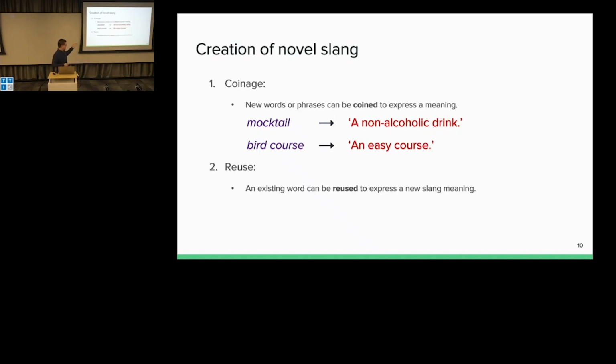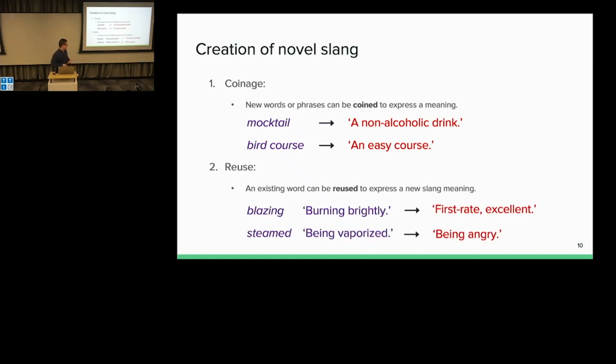But on the other side, we also have cases of reuse, where we can actually recycle an existing word in our lexicon to express a new slang meaning. So for example, here we can use the word blazing, and instead of saying that something is burning brightly, we can use it to describe something excellent. And similarly for the word steam, instead of someone actually vaporizing, it really means that somebody is really angry. So these things are more like metaphors, I think, than slang.